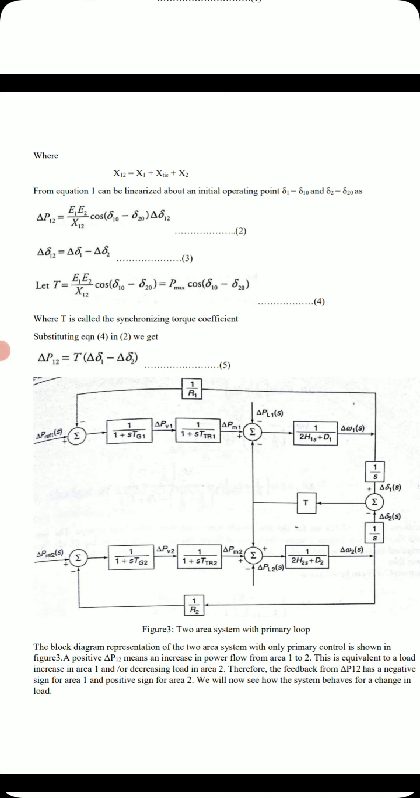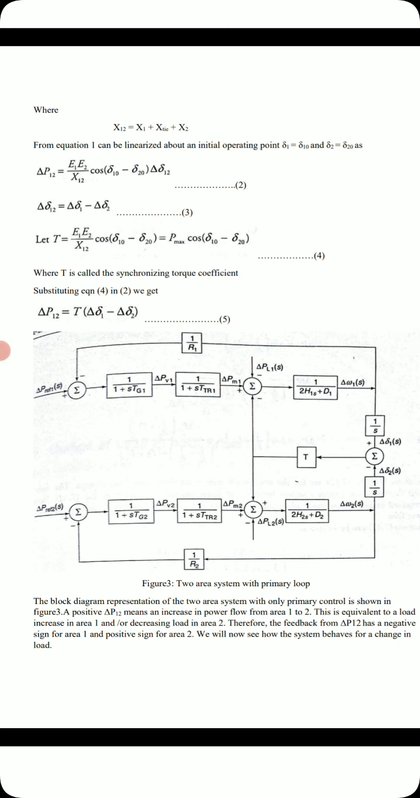A positive delta P12 means increase in power from 1 to 2, that is, increase in the power flow from area 1 to 2. This is equivalent to the load increase in area 1 or decrease in the load in area 2. Very simple: either an increase in area 1, or a decrease in area 2, or an increase in area 1 and a decrease in the load in area 2. Therefore the feedback from delta P12 has a negative sign for area 1 and a positive sign for area 2.